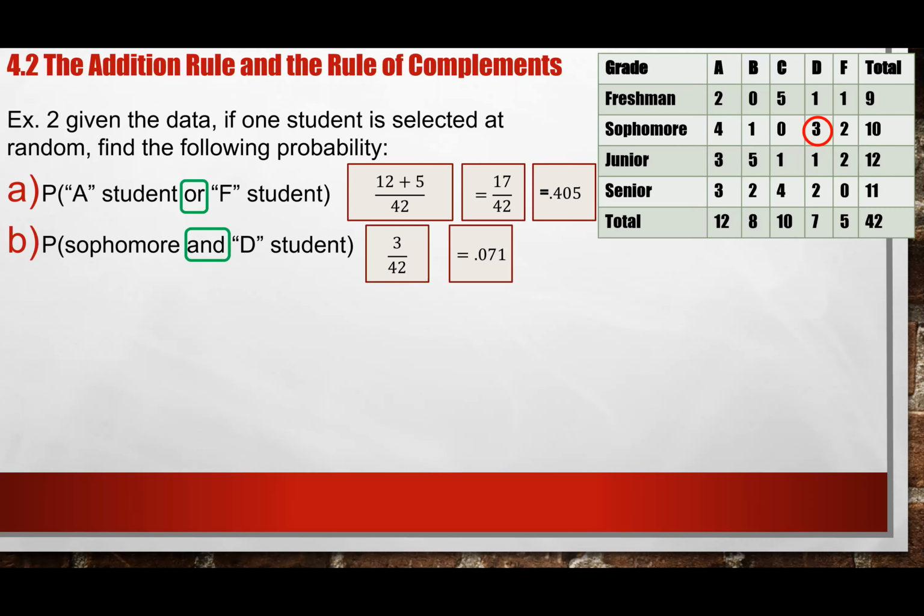Okay, and here comes the problem. What is the probability of a senior or a D student? If you look at the graph, you say, well, my senior item is here, my D student is here. Wait a minute, I have something in common, right? I have the 2 in common.